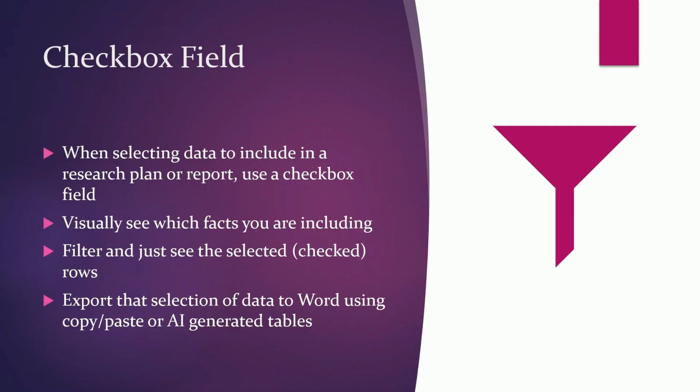So what I'm going to show is that in Airtable, you can create a field for a checkbox. Then when you're going through your timeline, you can simply check that box to select the data to include in your research plan summary of known facts. You can also do this for a report or anything that you need to remind yourself that you've chosen or selected. This is so helpful to visually see what facts you are including, and then you can also use that field later to filter and just see the selected or checked rows.